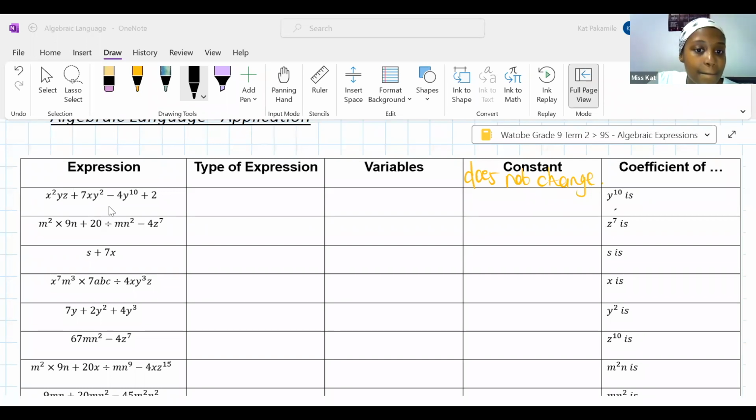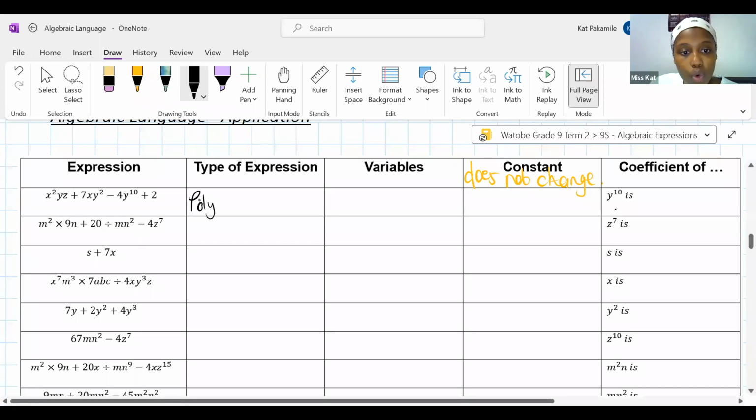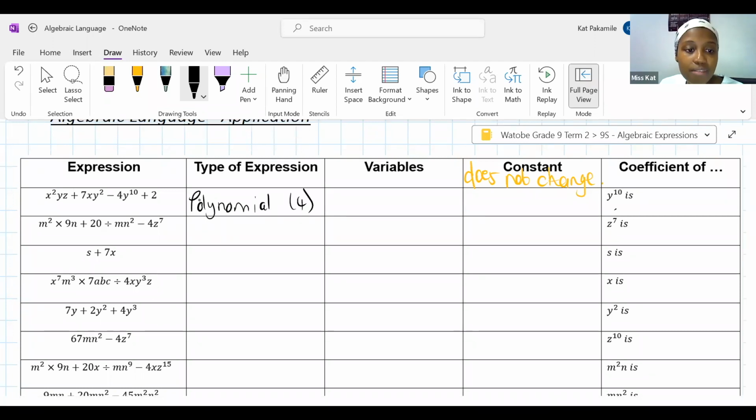Hi, ma'am. You're going to help me with the first one. Yes, ma'am. Beautiful. What type of expression is it? Ma'am, it's a polynomial. A polynomial, because how many terms do we have there? 4. So this is a polynomial. We have 4 terms. Okay, what are my variables in this expression? We have x, y, and z.